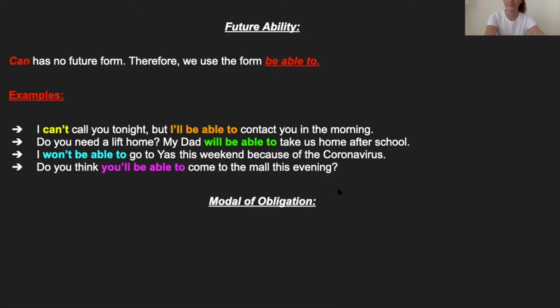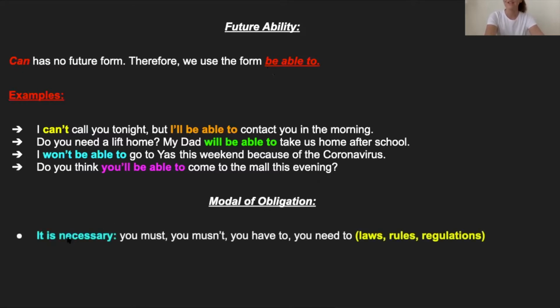Excellent. So moving on. So what is the modal of obligation? Can you tell me? Excellent. So there is different forms. It is necessary. So in other words to say it is necessary, you must, you mustn't, you have to, or you need to. So these come under laws, rules, or regulation. Can you think of your own sentence using you must? Excellent. You could say, you must follow the school rules.